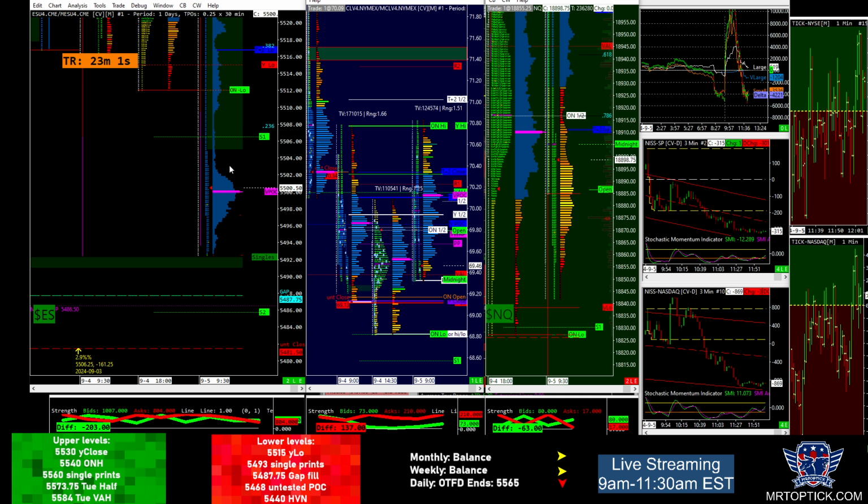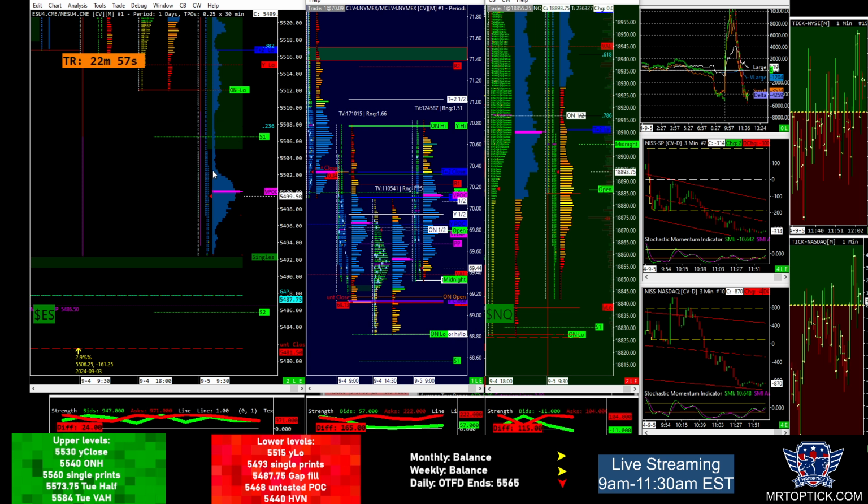So maybe if I'm thinking that we're gonna fill the gap, I'm gonna wait for clear confirmation at a time that I know that there's gonna be more volume, like either 2 p.m., 1:30 p.m. or something like that, right? And in the meantime, scalp the smaller ranges.